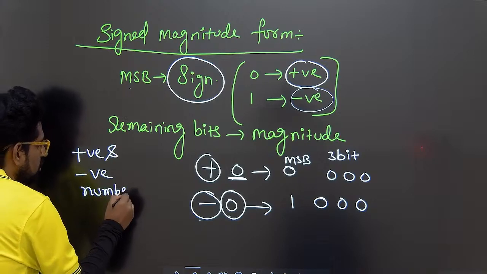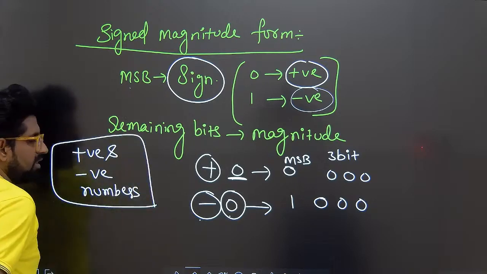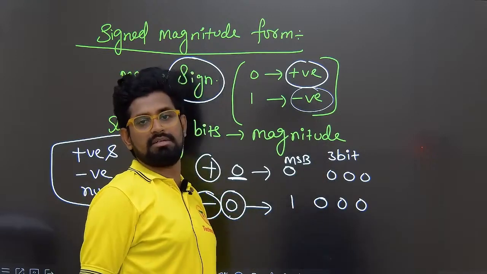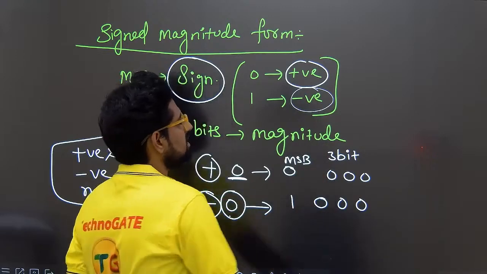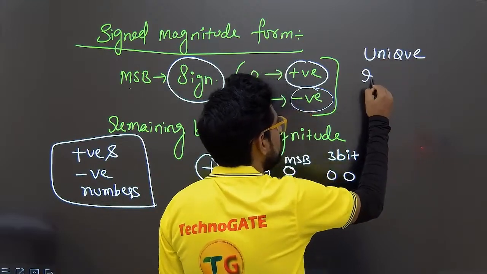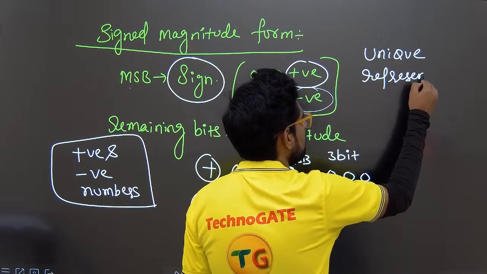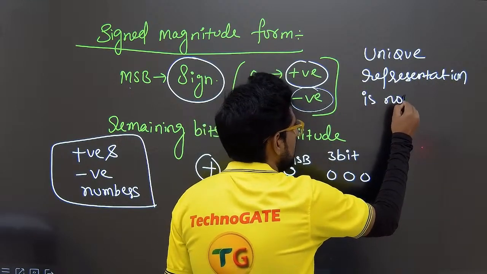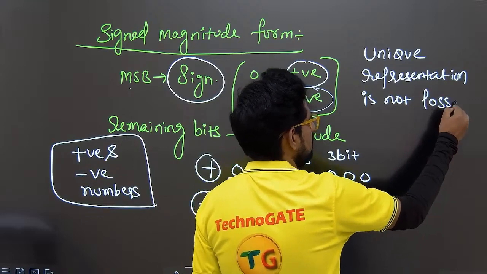But what is the drawback? Why are we going for the next formats like 1's complement and 2's complement? Here the drawback is that unique representation is not possible. What is meant by unique representation? Let us see.